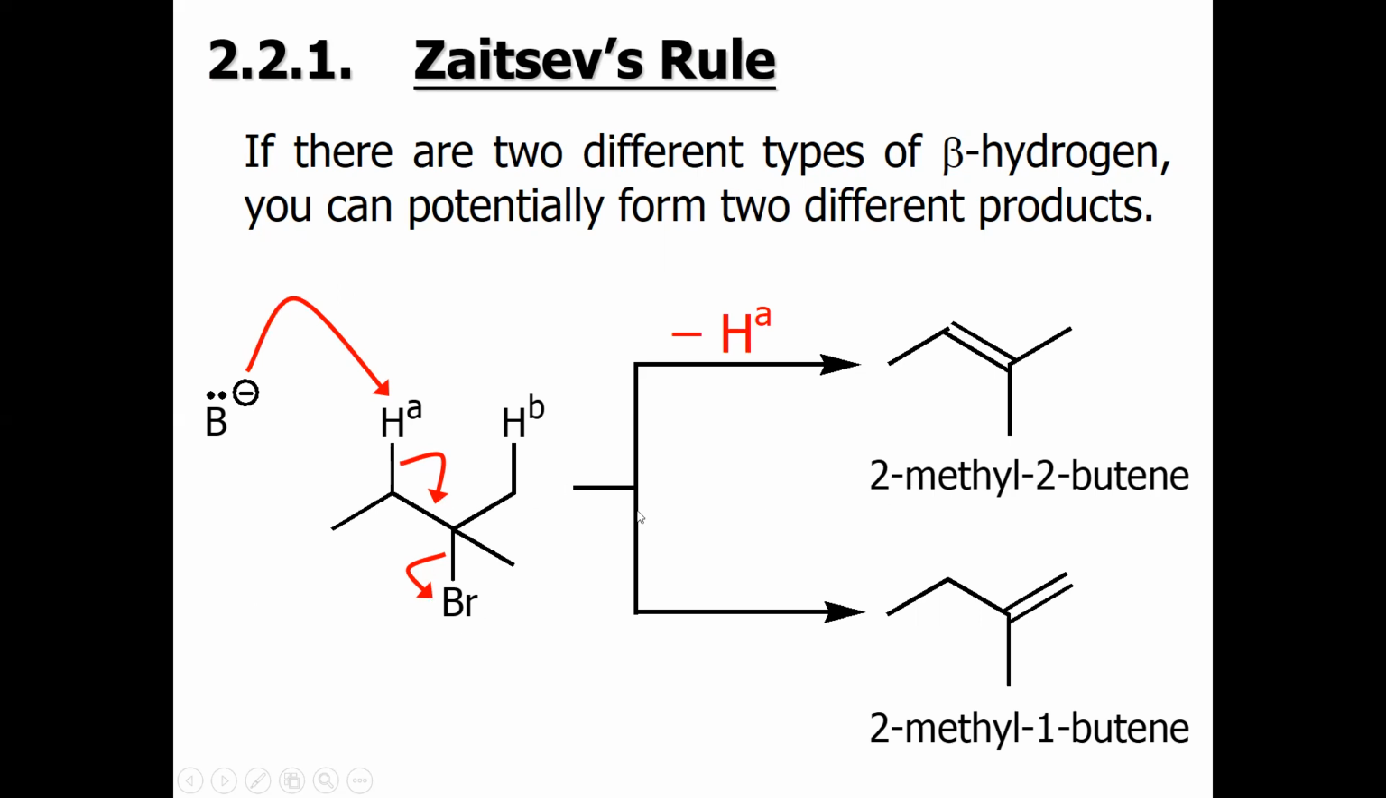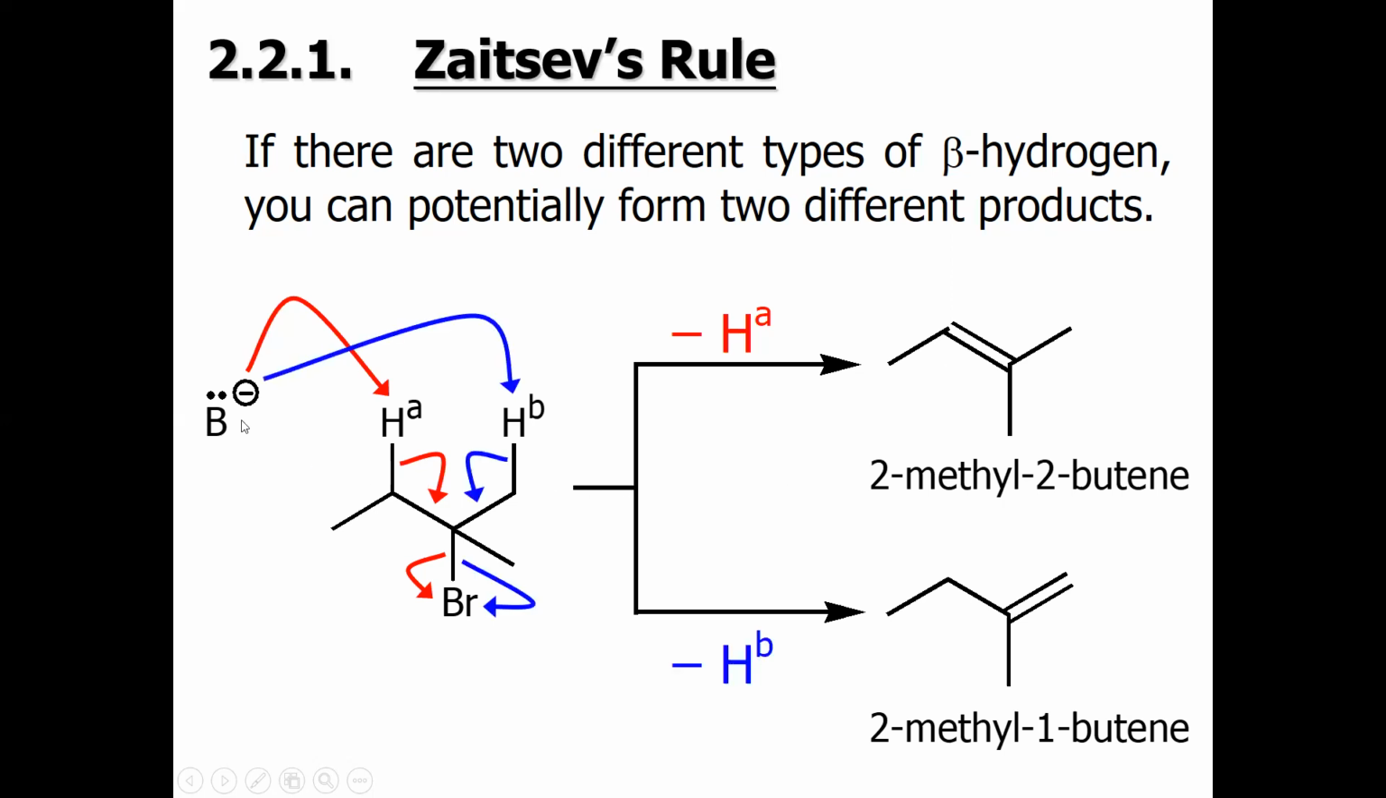And what is this? This is 2-methyl-2-butene, and this is a trialkylated alkene. You can see this is methyl, this is methyl, this is methyl, so three methyls are attached to the double bond. This is the most substituted alkene as compared to the second one. How can we explain this?